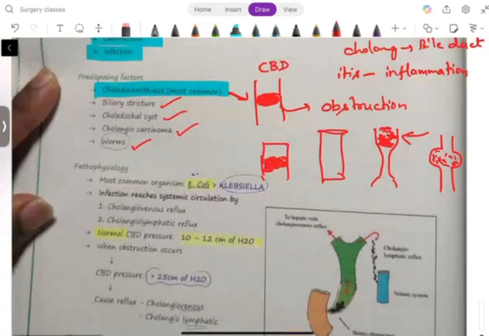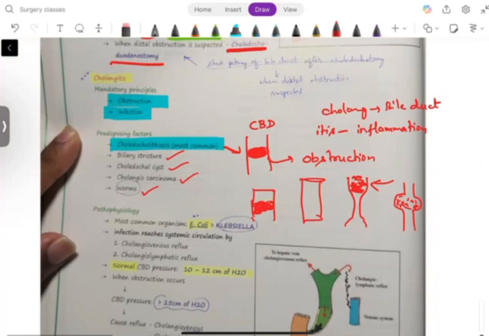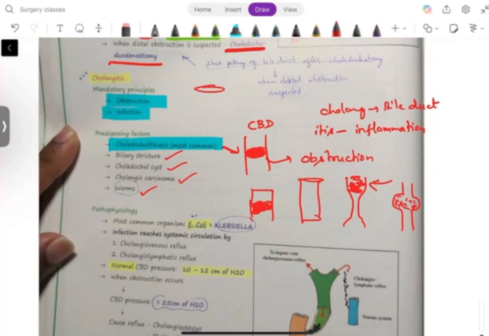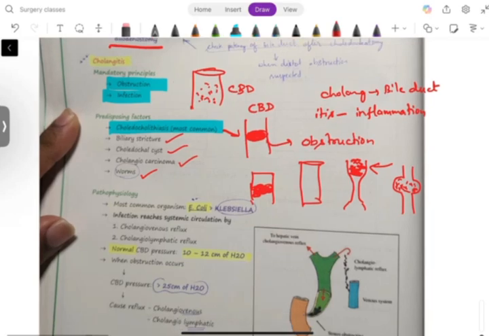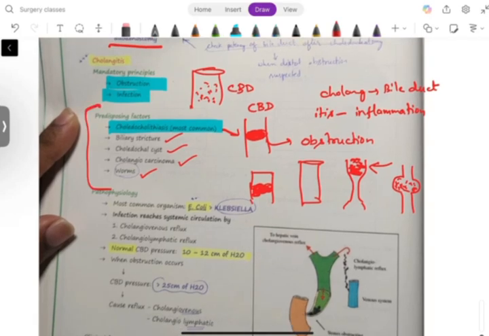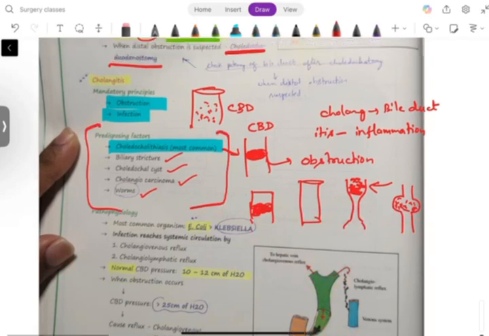Other than that, worms. This is the mechanism which we had discussed in brown pigment stones. There will be Ascaris or round dead worms which will get accumulated, most commonly in the common bile duct, because of which there will be formation of an enzyme called beta glucuronidase, which will cause breakdown of biliverdin to bilirubin, which is brown in color, and hence the brown pigment stones. So basically these are all the predisposing factors which will lead to obstruction or infection and thereby cause cholangitis.